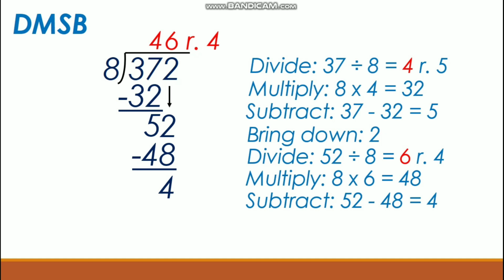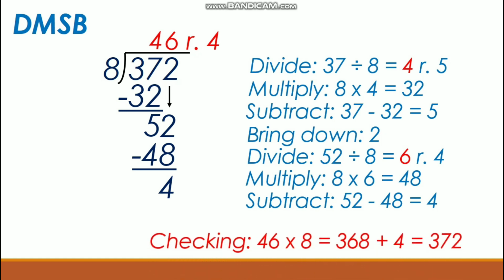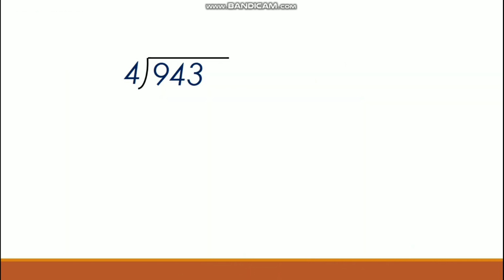Let us check if it is correct. 46 times 8 is 368. Plus our remainder, which is 4, that is equal to 372. So it means our answer is correct. Okay, next example.